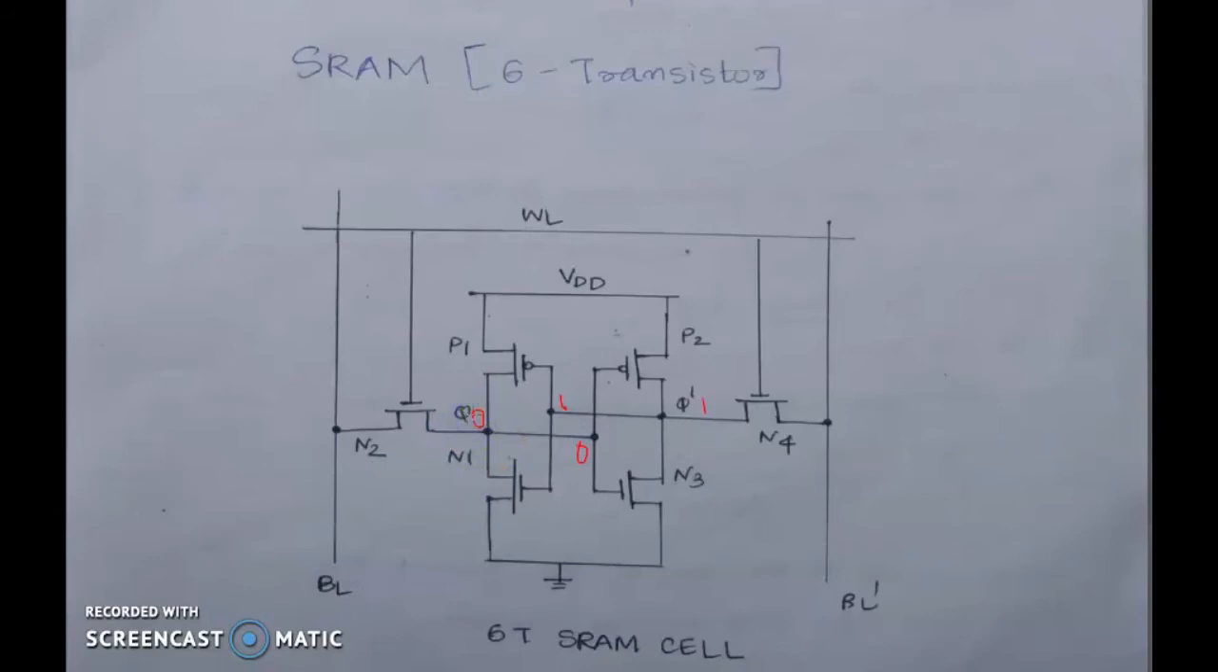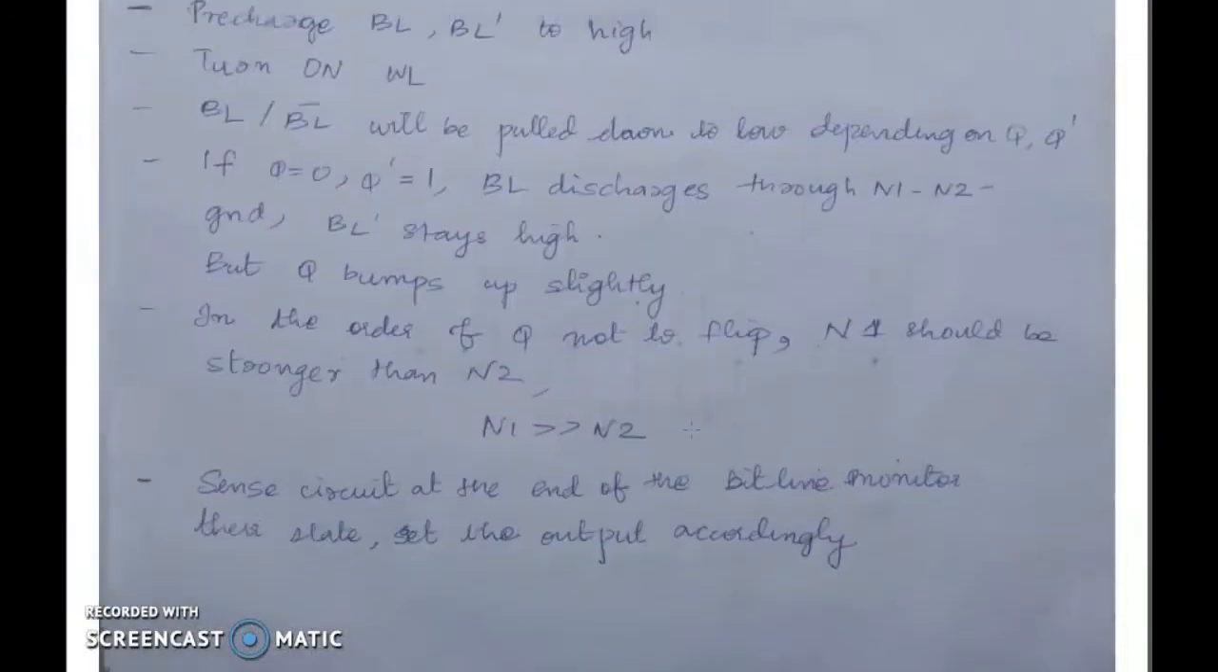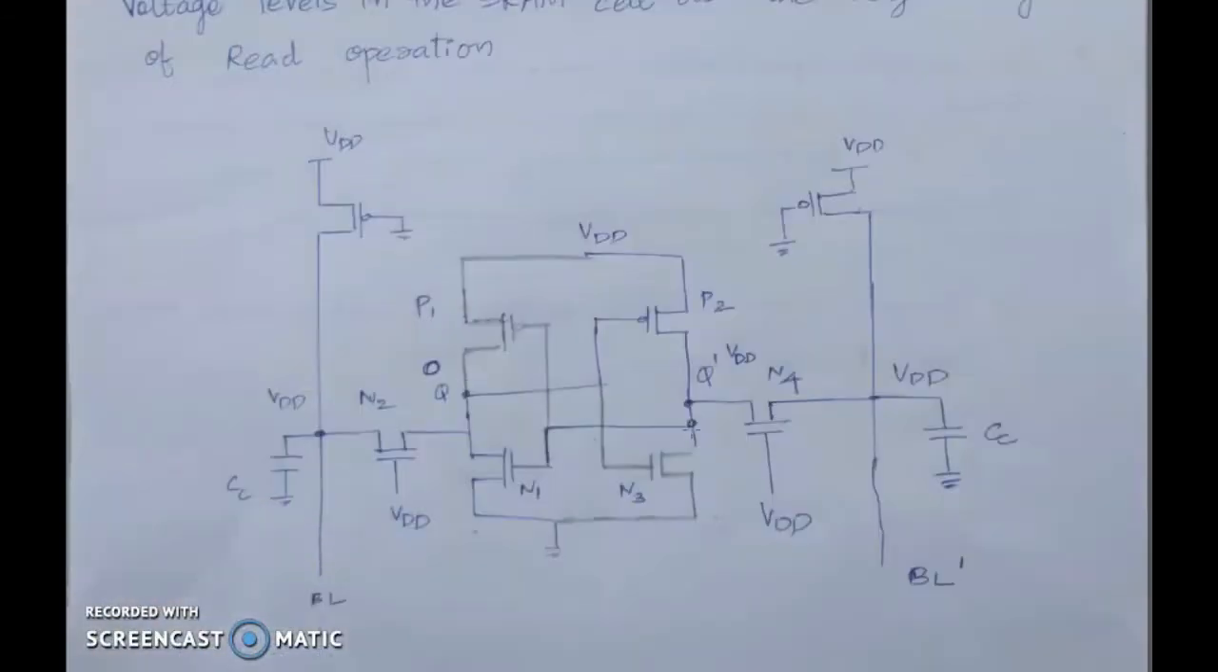Similarly, you can say how 1 is stored here and 0 is stored here. So I hope you know the working of the CMOS inverter. Now let's move on to read and write operation. In read operation and write operation, note that the word line has to be on.